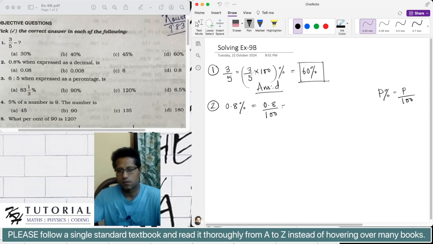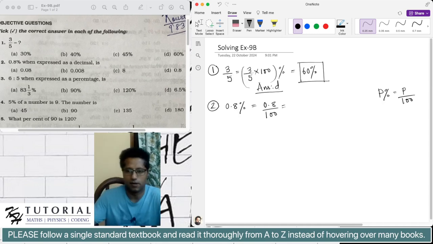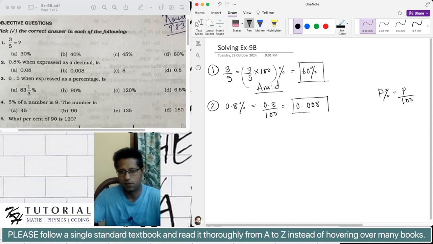Now this fraction where the denominator is 100, the denominator is a power of 10, can easily be converted as a decimal. So we know that 0.8 divided by 100 is 0.008. So 0.8% is equal to 0.008 as a decimal. So the correct choice is B. B is the correct choice.